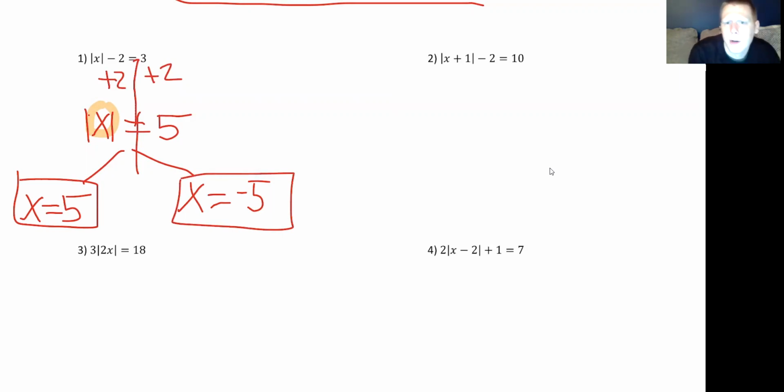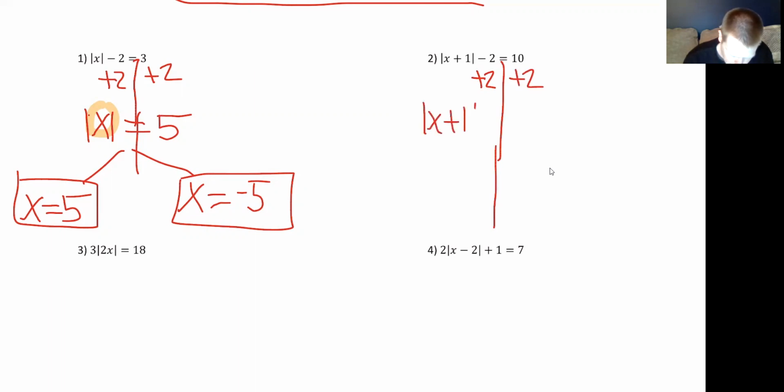Let's look at another one, though. In number 2, we have the absolute value of x plus 1, minus 2, equals 10. Similar idea, we want to get rid of that minus 2 on the outside. So we would add 2 to the opposite side. Then we would have the absolute value of x plus 1 equals 12. Now this is like Delta Math. You can split it into your two equations.